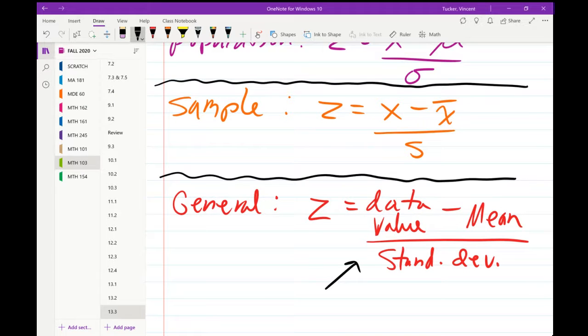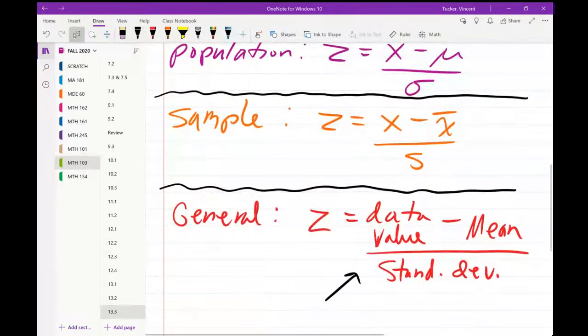Thank you. Whether you're dealing with the population or the sample, the formula is always your data value minus the mean over your standard deviation. So like I said, when it's population or sample, you will use different symbols, but the general formula is your data value minus your mean divided by your standard deviation.